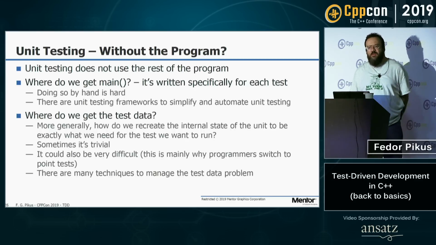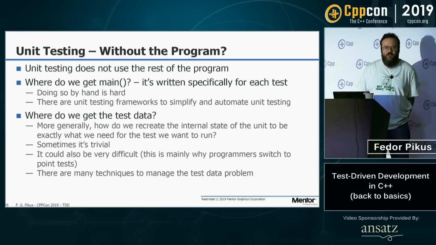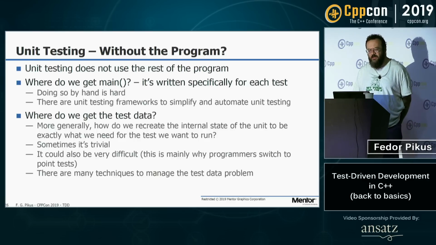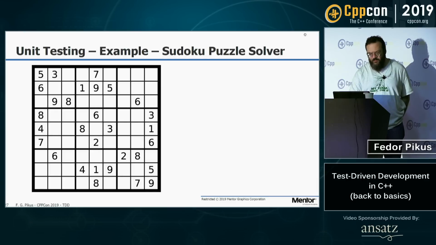Okay, so that's where the rest of the program comes in, but the rest of the program isn't just the main. You also have to put your classes, your units, in the correct internal state, which normally the rest of the program supplies for you. In unit testing, you basically fake it, or you synthesize it, you generate it. Sometimes it's easy, sometimes it's very hard. We'll talk about some of the techniques to do that.